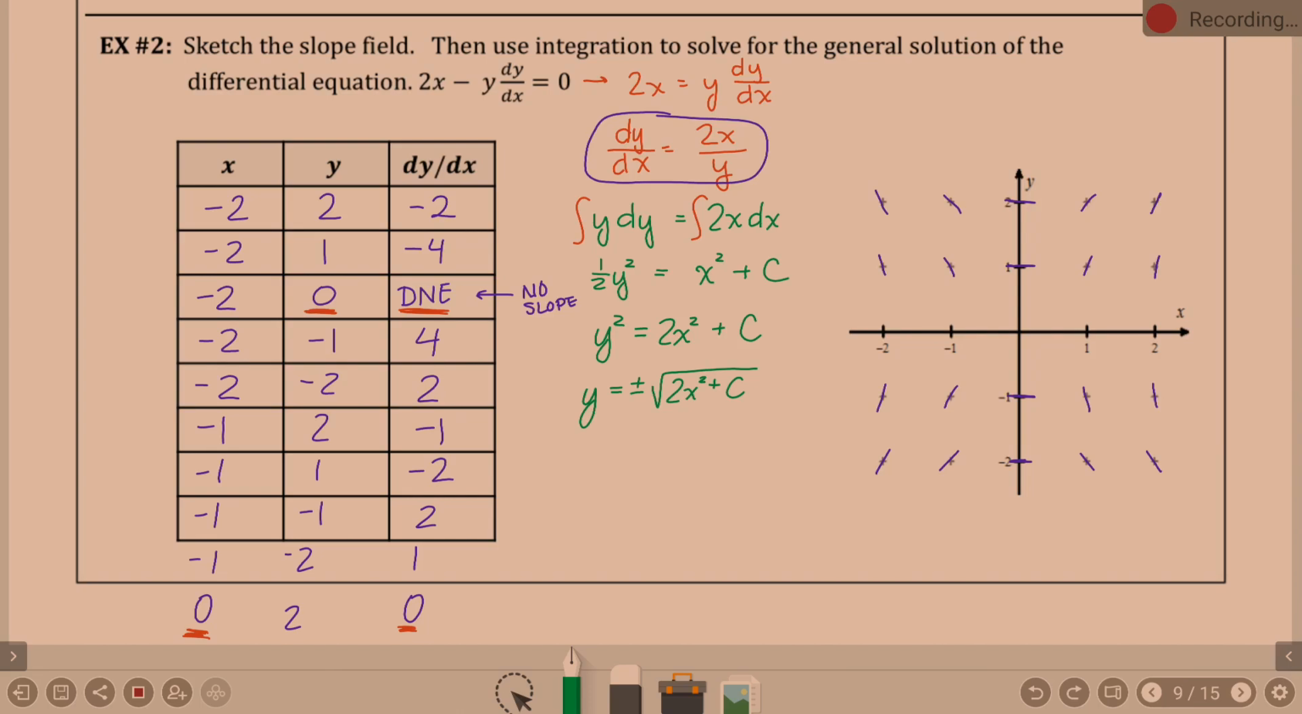The other way to write this, okay, let's take this right here. I'm going to subtract the 2x squared over, and I could write this as y squared minus 2x squared equals c. Now, that is a graph we learned last year.